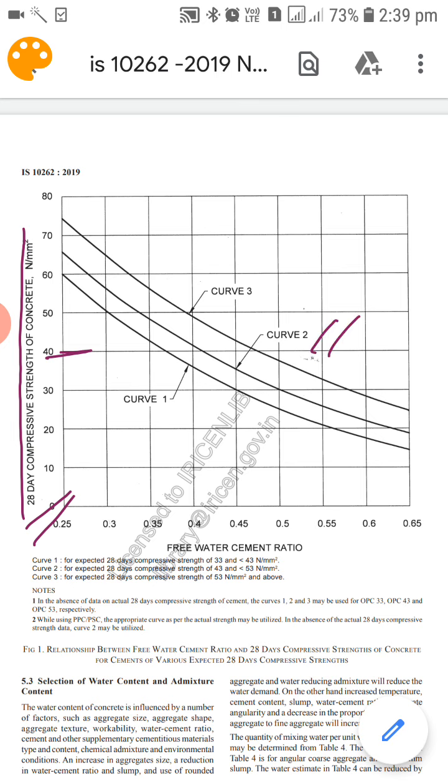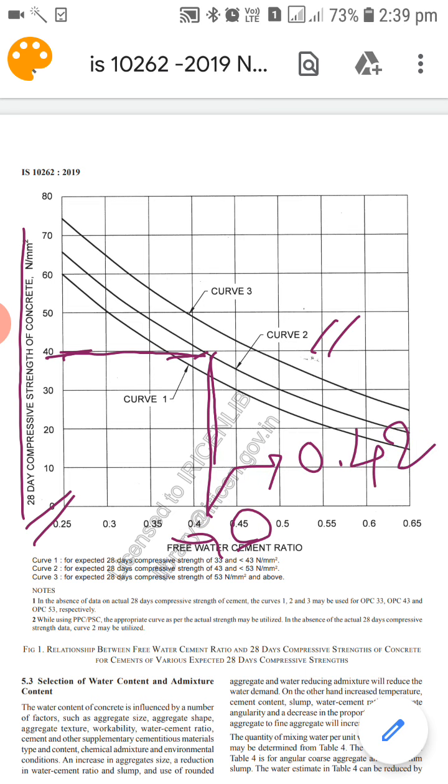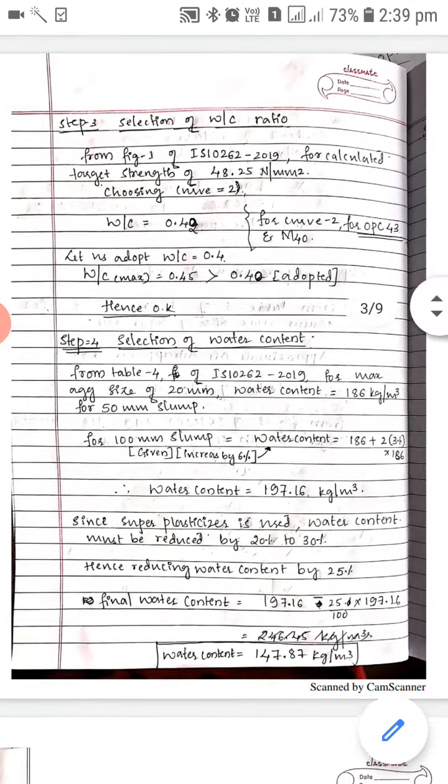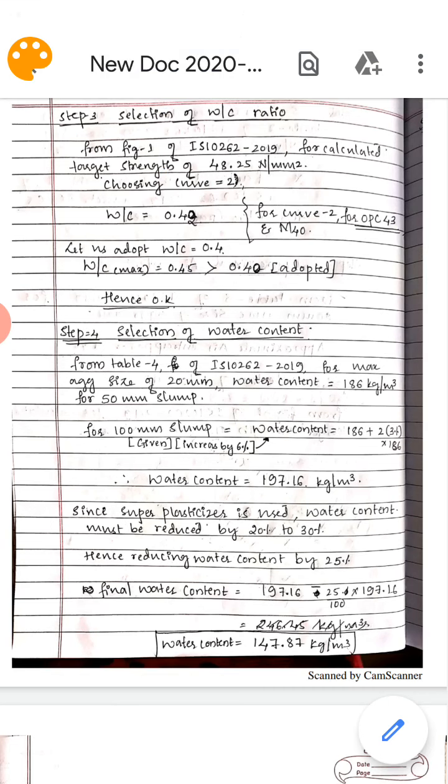Just check here, 40 and curve 2, get it like this, then bring it down. So our water cement ratio is somewhere between 0.4 and 0.45, right? So I can take it as 0.42. Like this I have chosen the water cement ratio here. The water cement ratio that I got from the graph is 0.42.